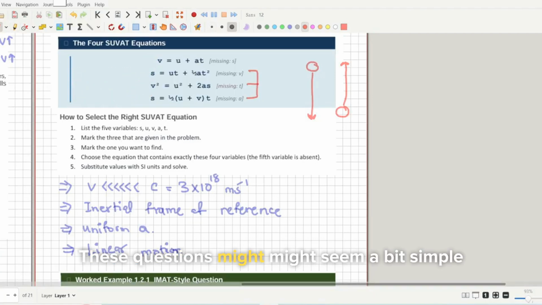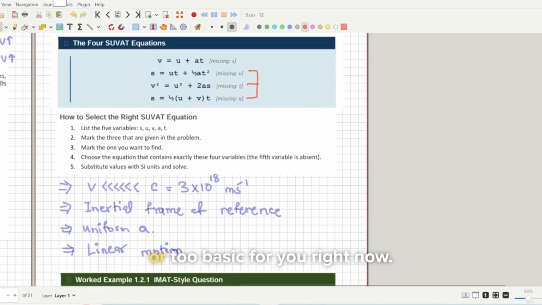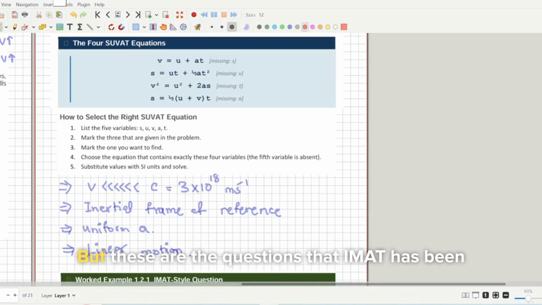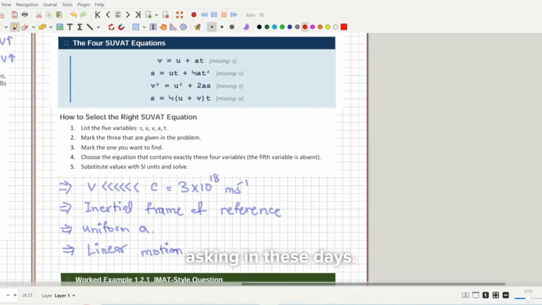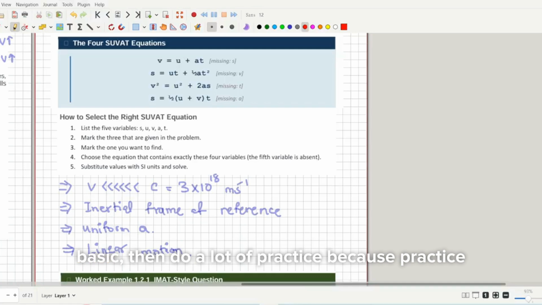These questions might seem a bit simple or too basic for you right now, but these are the questions that IMAT has been asking these days. If you think that these questions are really basic, then do a lot of practice, because practice will make you perfect. IMAT won't be asking what is the first equation, what is the second equation.